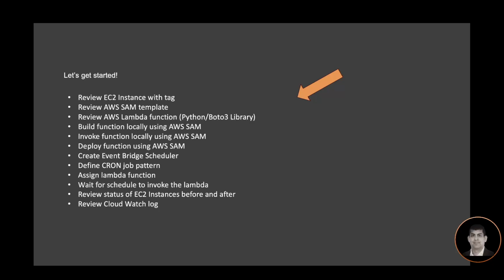We'll create an EventBridge scheduler. I'll define the cron job based on my use case. I'll assign the Lambda function to this EventBridge scheduler. We'll wait for the scheduler to invoke the Lambda, and then we will review the status of the EC2 instance before and after the event. We'll also review the CloudWatch log.